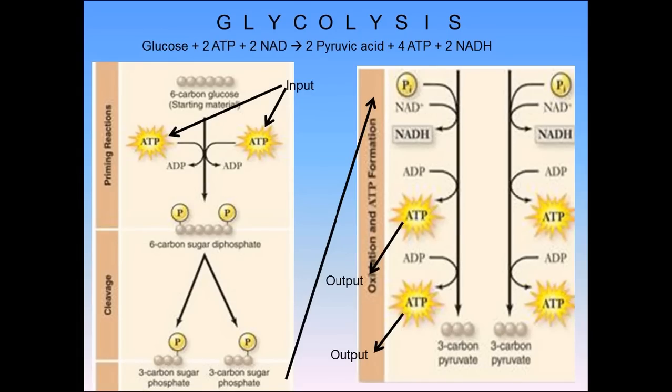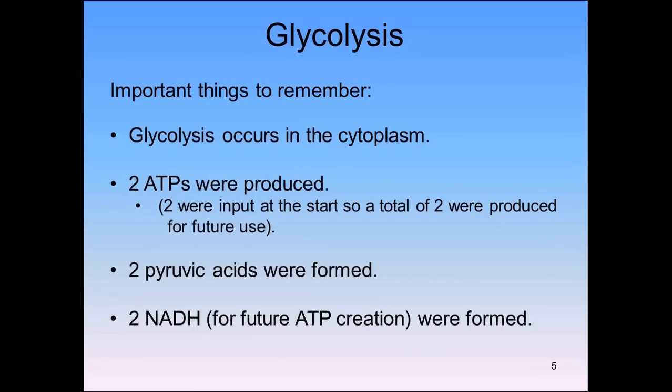This slide is just to point out where the ATPs went in and where the ATPs came out in this process. Even if you don't remember the exact steps in glycolysis, these are the things you need to know. It occurs in the cytoplasm. 2 ATPs were produced because we used 2 ATPs at the beginning. 2 pyruvic acids were made, and 2 NADH electron carriers were formed, and these we'll use later for ATP creation.